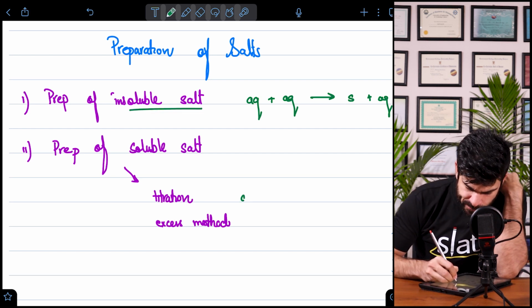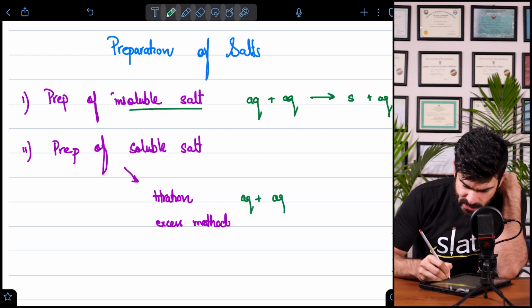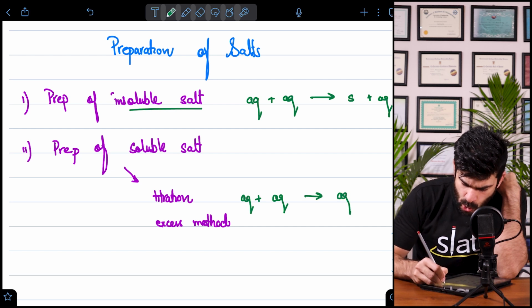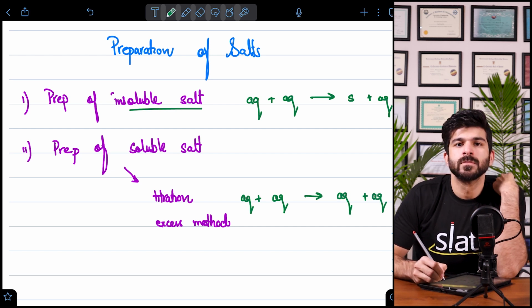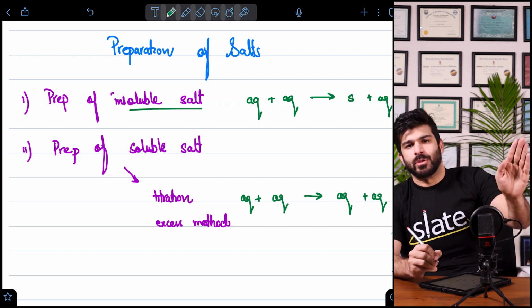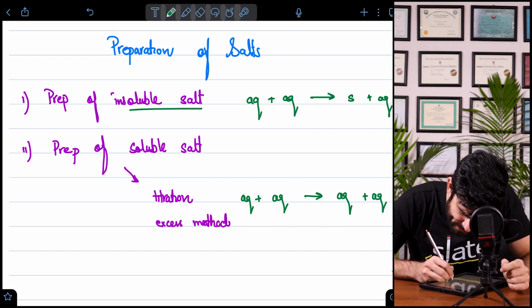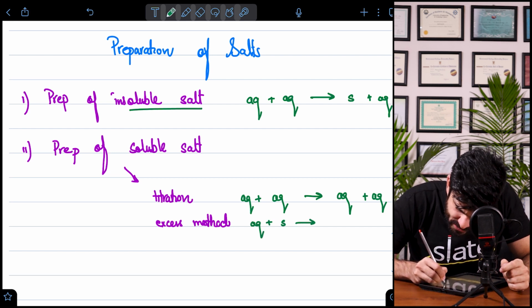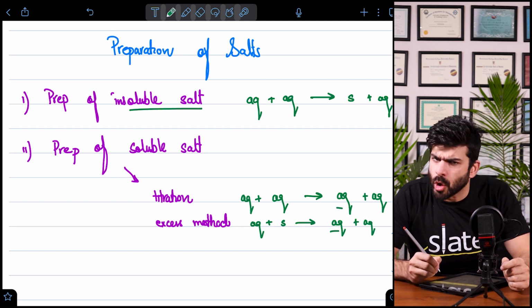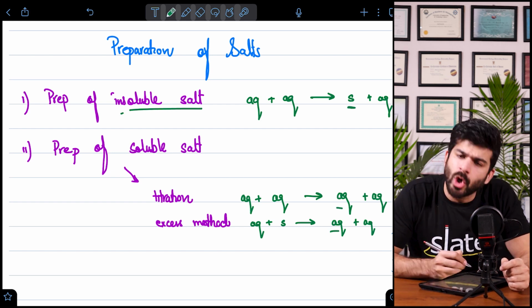For titration, 2 aqueous reactants will form 2 aqueous products. Whenever they're all aqueous, the products and reactants, you use the titration method. And for the excess method, an aqueous and a solid react and form aqueous and aqueous. Having both aqueous means it's a soluble salt. Having solid here means it's an insoluble salt.